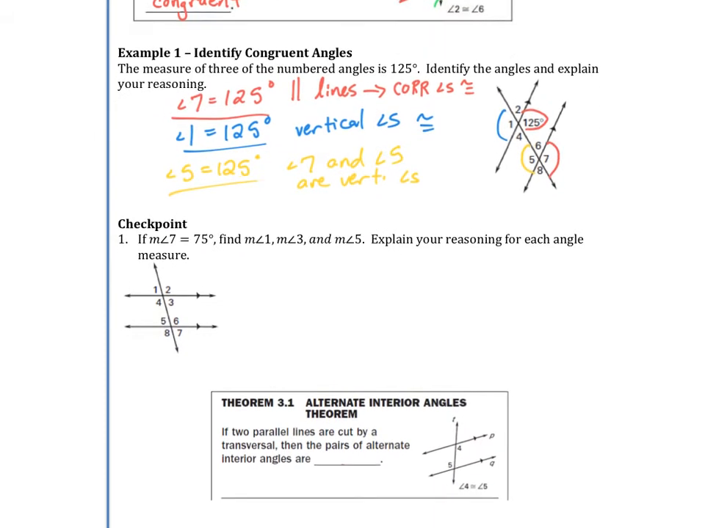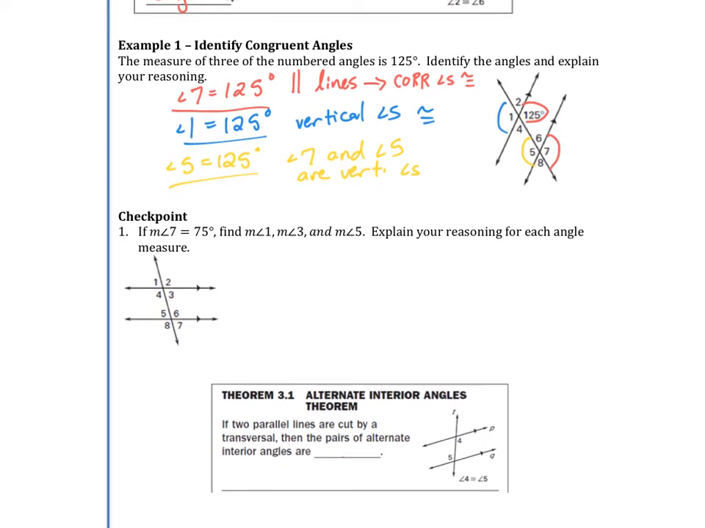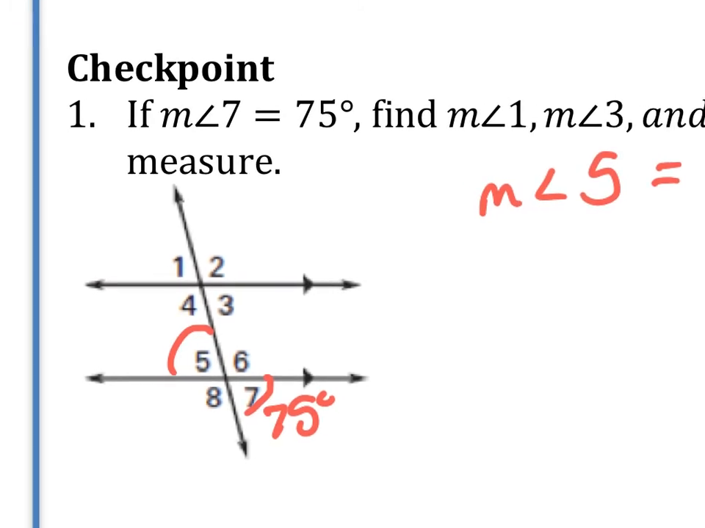So in the checkpoint, they tell us that the measure of angle 7 is 75 degrees. We want to find the measure of angle 1, the measure of angle 3, and the measure of angle 5. And then we have to explain the reasoning for each angle. So first, let's look at angle 5. What do you notice about angle 5 and angle 7? The measure of angle 5 would be 75 degrees also because vertical angles are congruent, and angle 5 and angle 7 are vertical angles. So angle 5 is also 75.